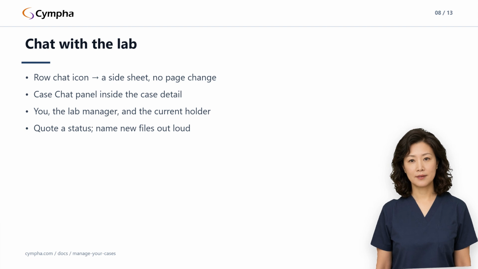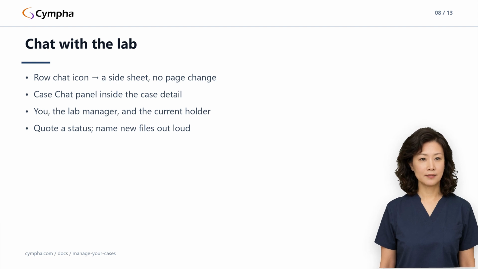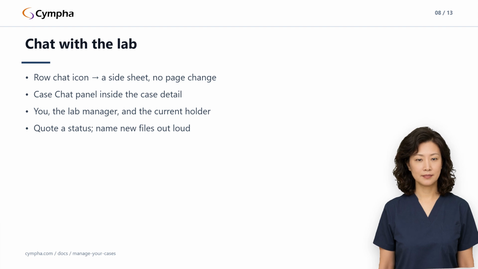Two habits make the chat dramatically more useful. First, quote the status you're in, something like, "while we're in awaiting approval, can you confirm the IP are on tooth 13?" It anchors the conversation to a moment in the case. Second, when you upload a new file, say so in the chat. One sentence pointing at the file saves the lab a hunt through the list.